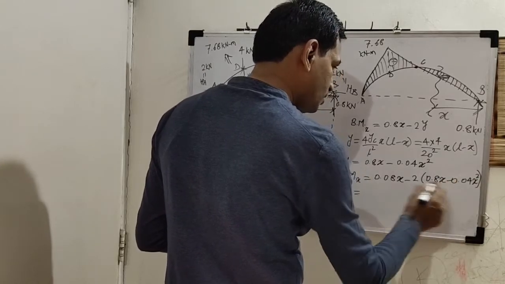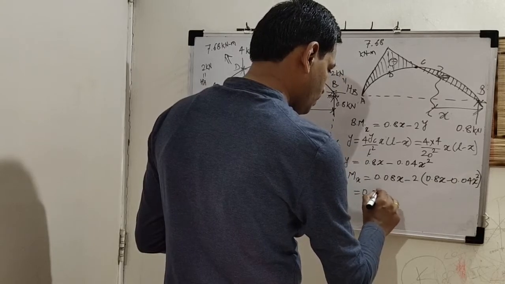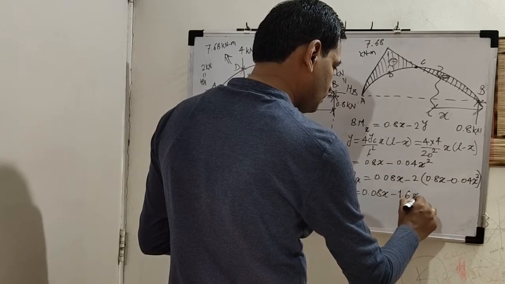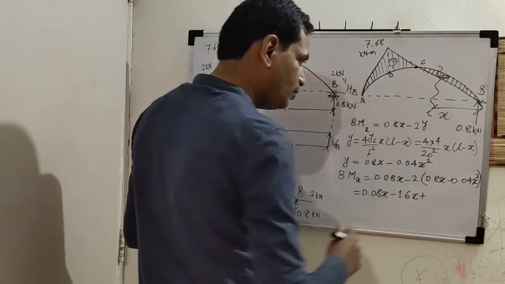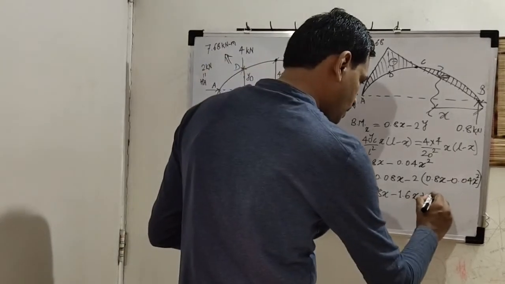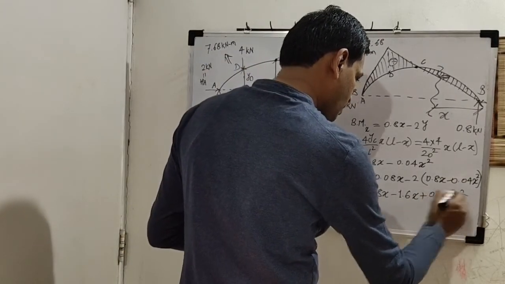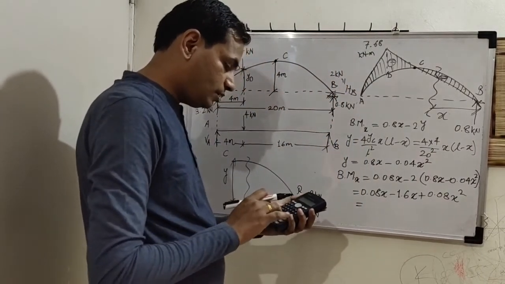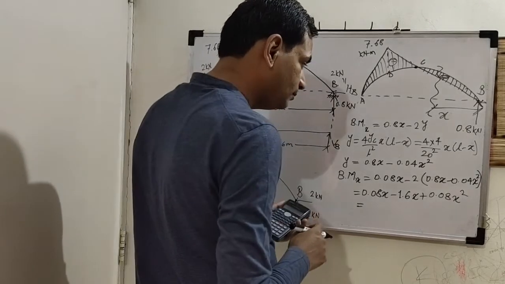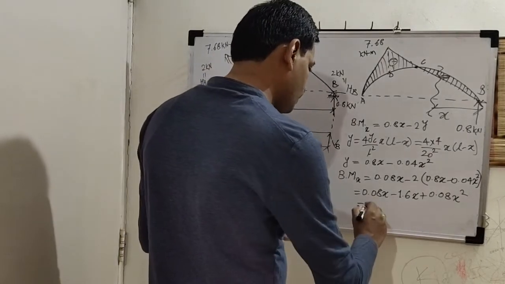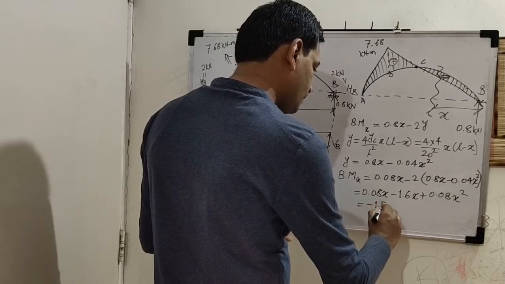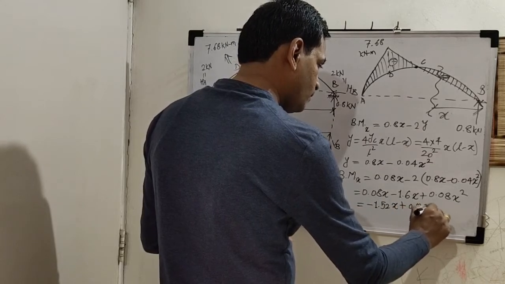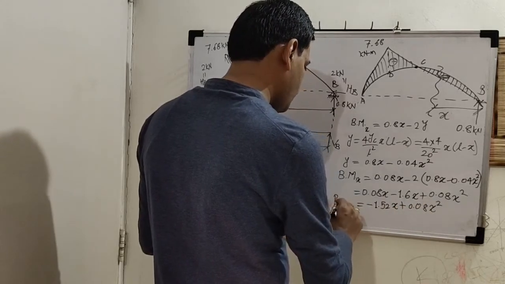Let us solve this, simplify this. So 2 into 0.8 is 1.6 x plus 2 into 0.04 is 0.08 x square. So 0.08 minus 1.6 is 1.52. So minus 1.52 x plus 0.08 x square. Correct? This is the bending moment at x.